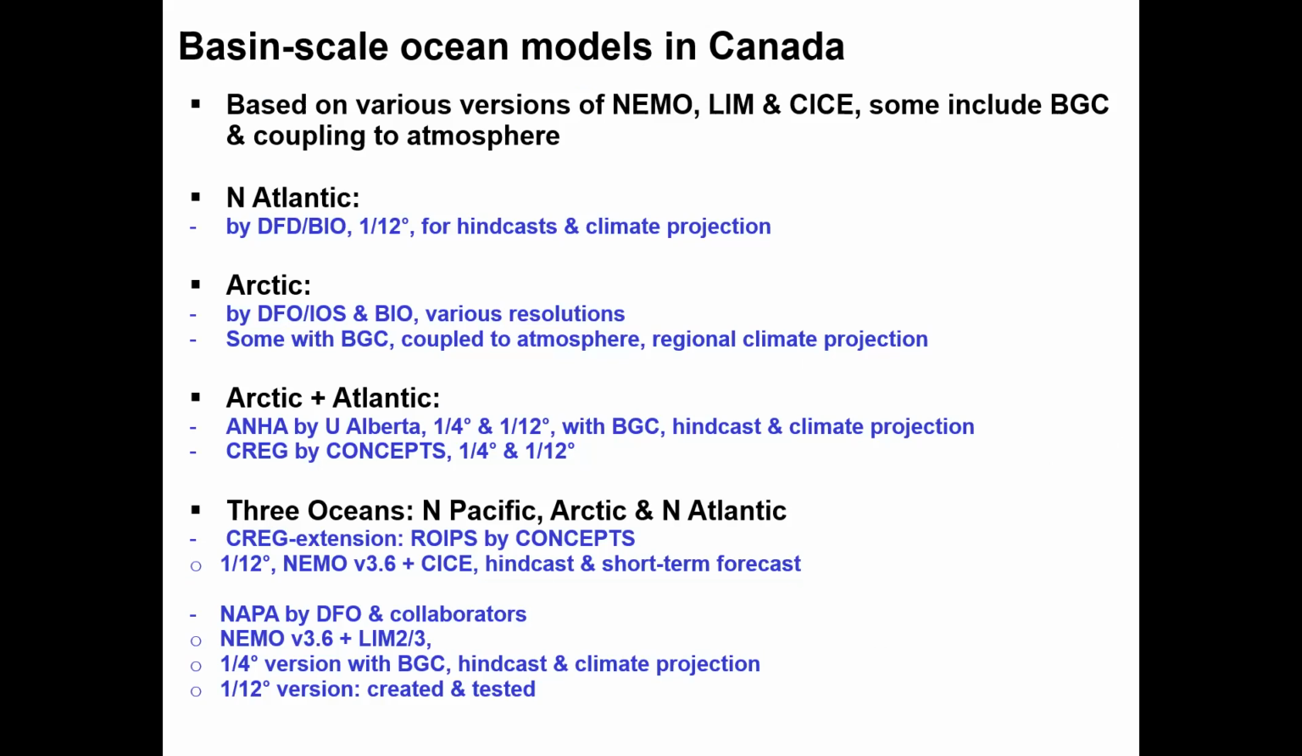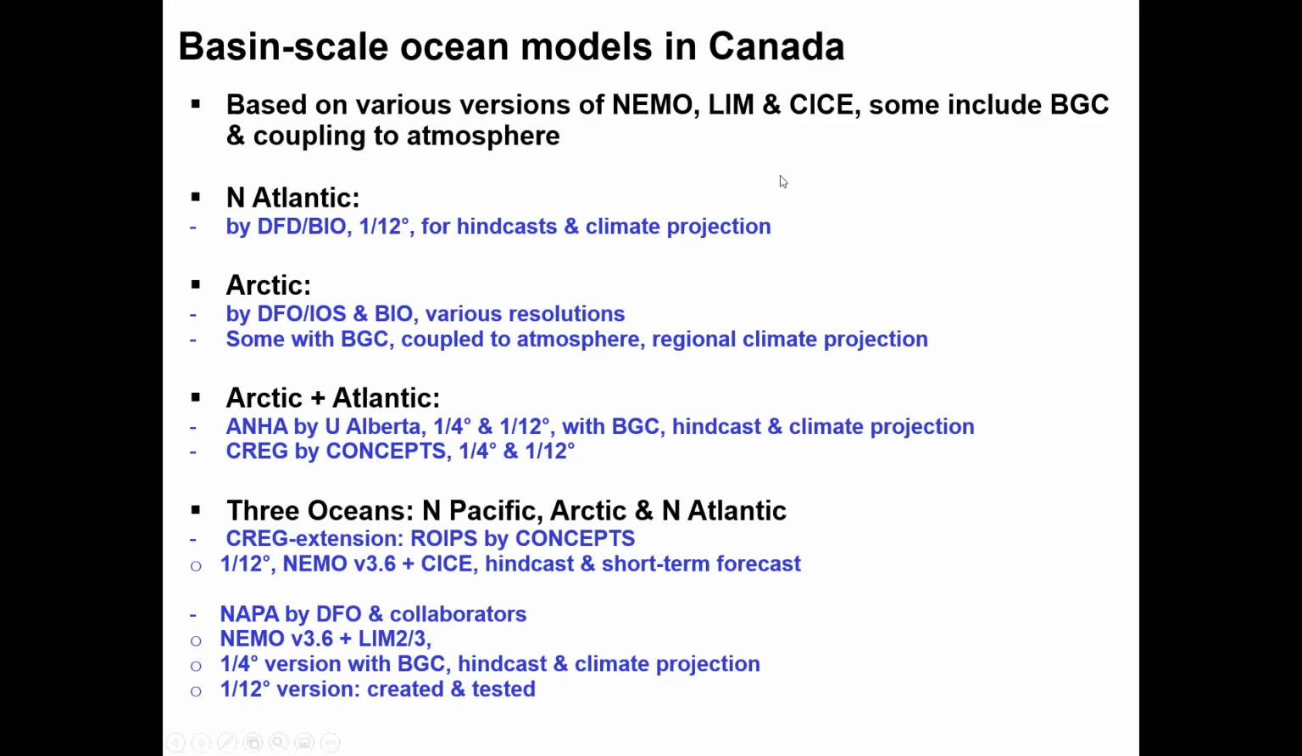So for the North Atlantic, there's a 1/12-degree version, and I developed it at BIO, DFO. It's for hindcast and also for climate projection, and Leon is the primary author for that. In the Arctic, there are various versions in DFO, and I think also in ECCC now, from DFO IOS, West Coast and BIO, with different resolution and different configuration. Some have BGC chemistry, coupled to the atmosphere, and for regional climate projection.